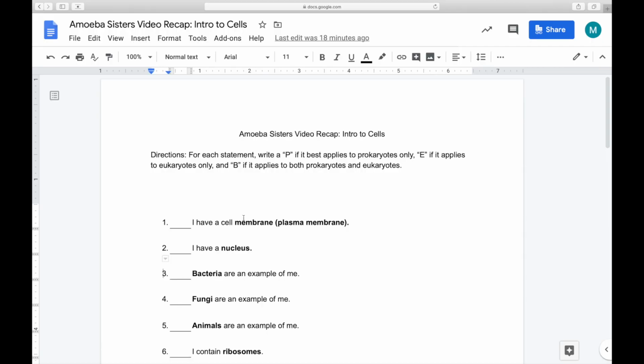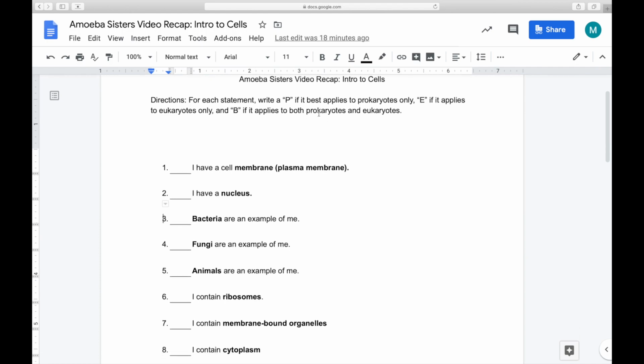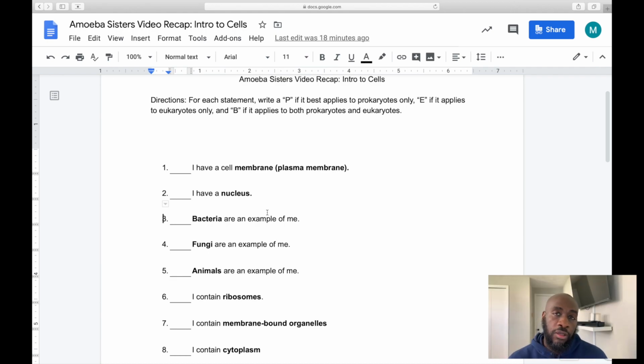Once you have your assignment pulled up, you're going to need to make a copy before you'll be able to type anything on the document. So let's go over the directions. For each statement, you're going to write a P if it best applies to prokaryotes only. You're going to write the letter E if it applies to eukaryotes only. And you're going to write B if it applies to both prokaryotes and eukaryotes. Down below are going to be statements, and based on each statement, you're going to need to write P if it applies to prokaryotes, E if it applies to eukaryotes, or B if it applies to both.